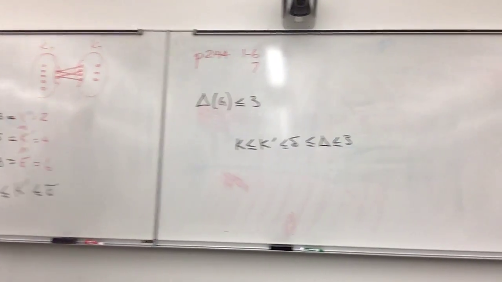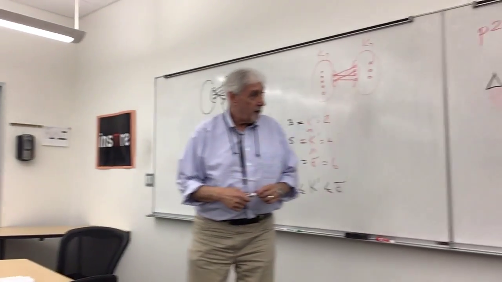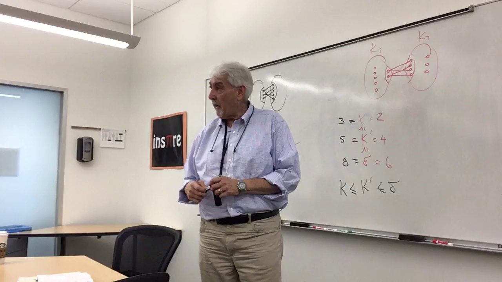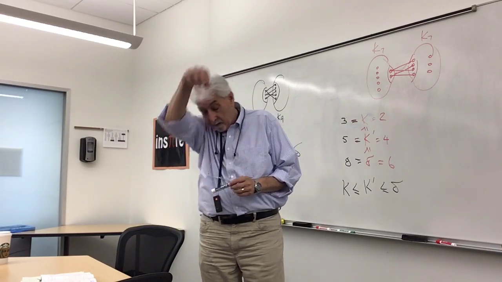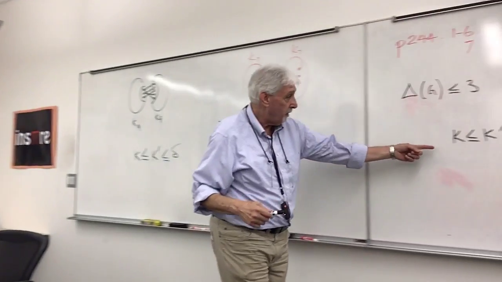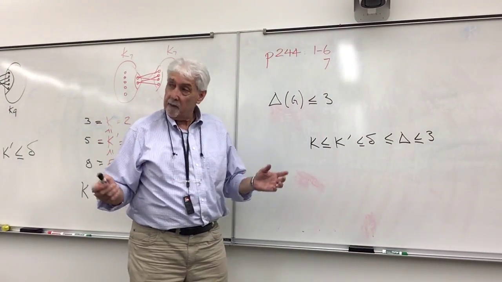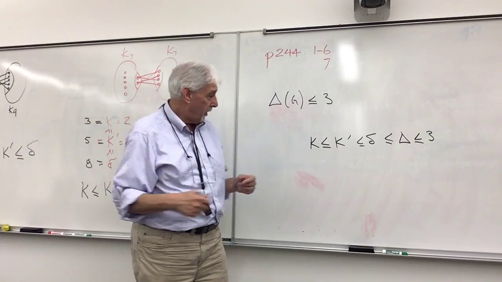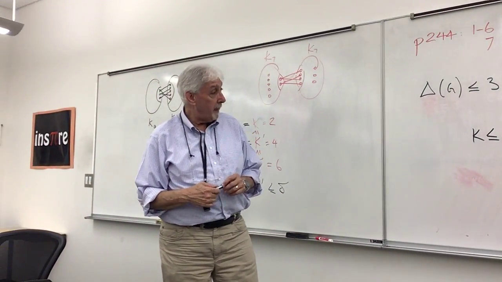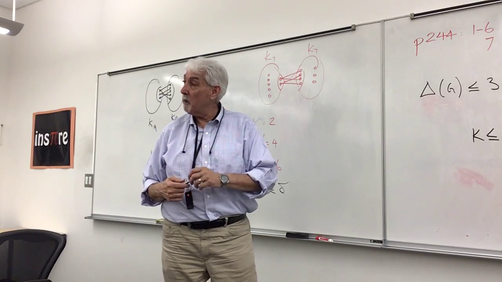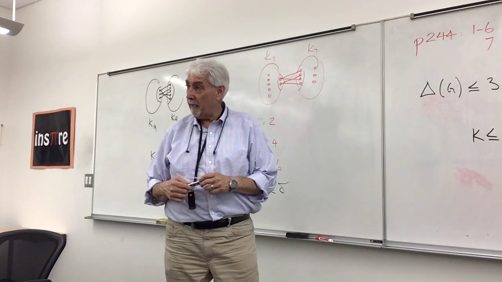So we just break it up into some cases: kappa is 0, 1, 2, or 3. Some of them were pretty easy. If kappa is 0, then the graph is disconnected, and then kappa prime is 0, and we're done. Same thing if kappa is 3. It's about that simple. If kappa is 3, then all of those numbers have to be 3, and kappa prime equals kappa.